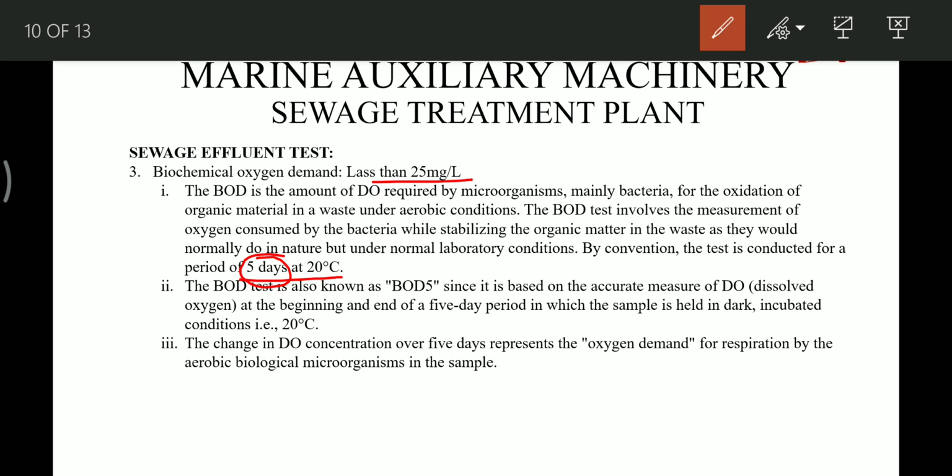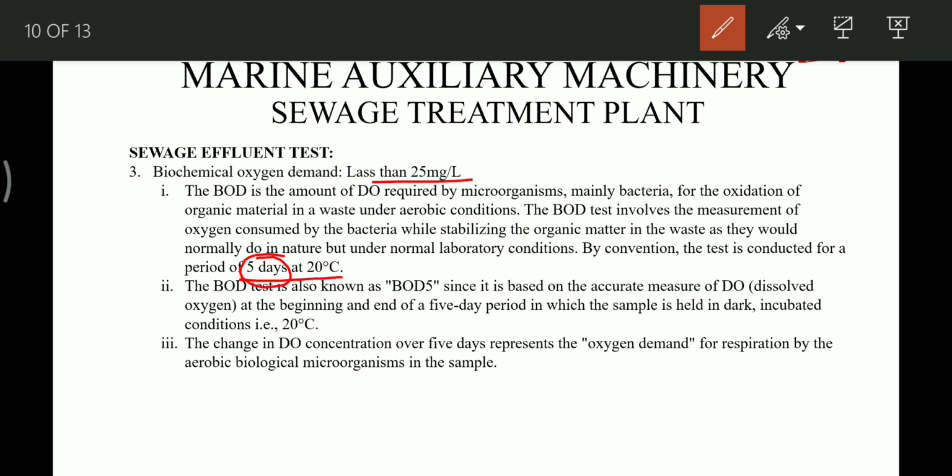So the sewage produced in the city takes around 5 days to reach the sea. So that's why they have designed this test for a 5 day period. Some labs carry out this test for 20 days or 30 days also.